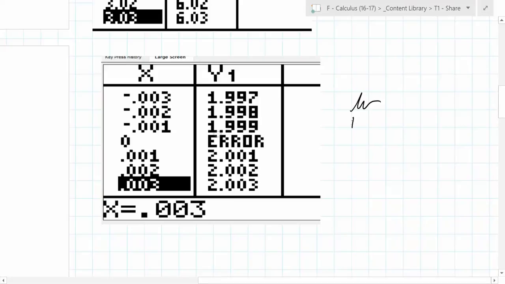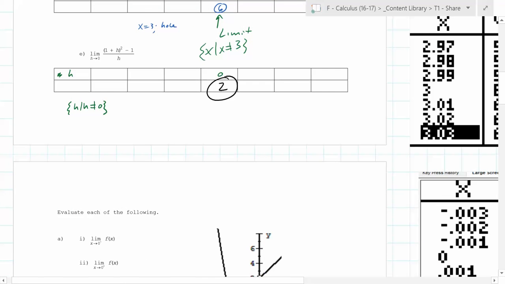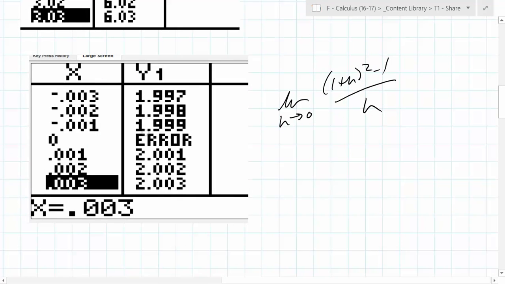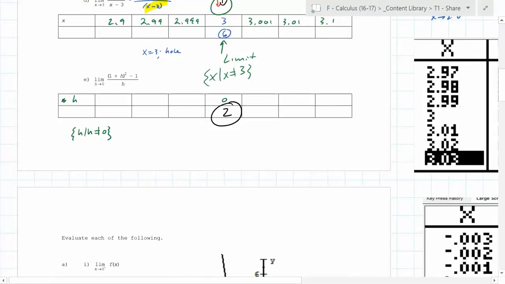So it's the limit as h goes to 0 of 1 plus h squared minus 1 over h. It looks like this goes to 2 as the limit. So our calculator was really, really helpful there because was this obvious right here, what that was? No. We don't have a way of doing that yet.